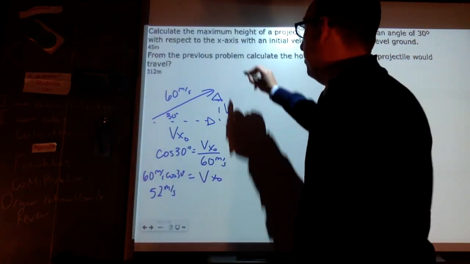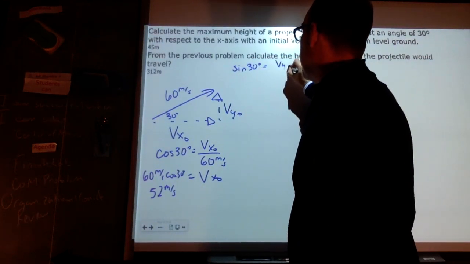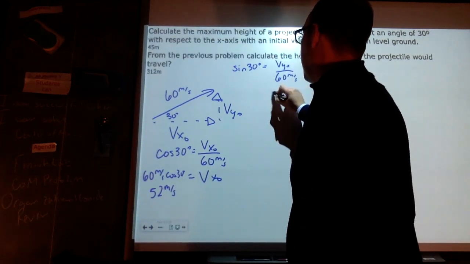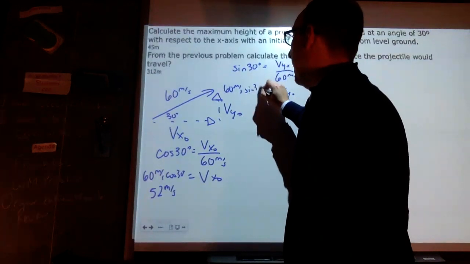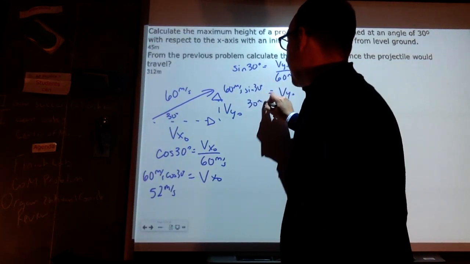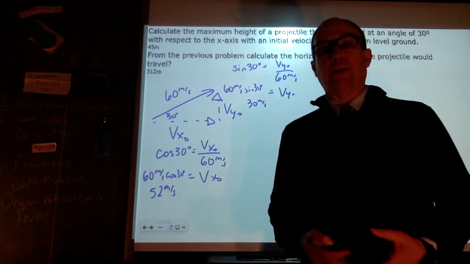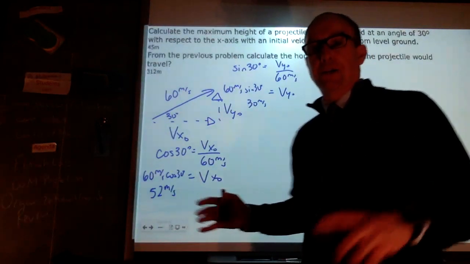And then the y component, I'm going to use sine for. I know that sine of 30 is going to be v naught y over 60. So v naught y is going to be 60 sine of 30. I know sine of 30 is 1/2. So v naught y is going to be 30. All right, so to get my maximum height, I only have to worry about the y direction. Time of flight and maximum height are only y direction problems.